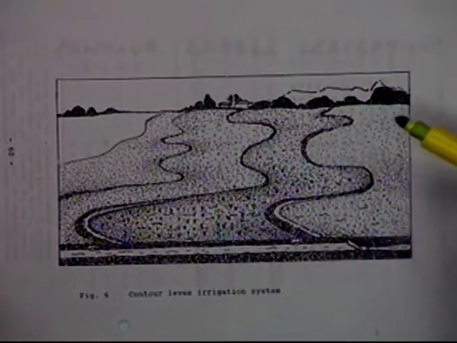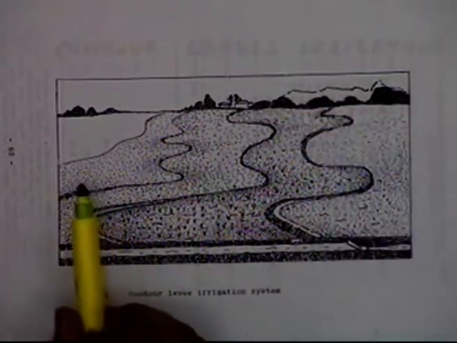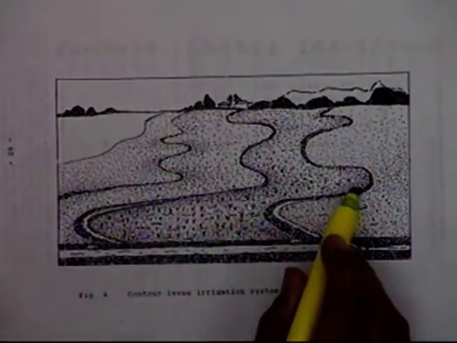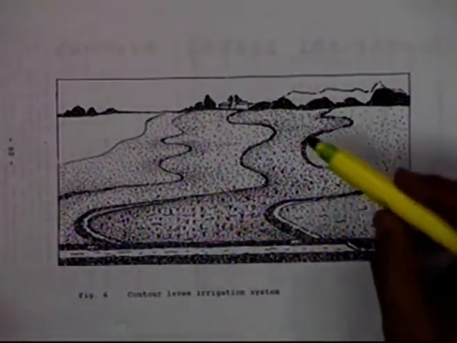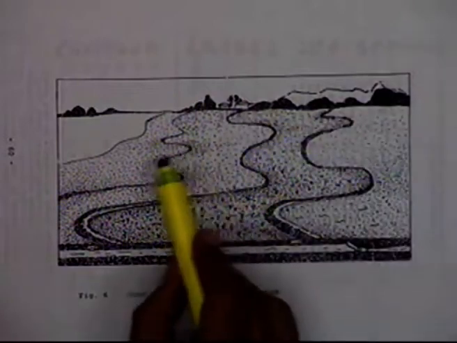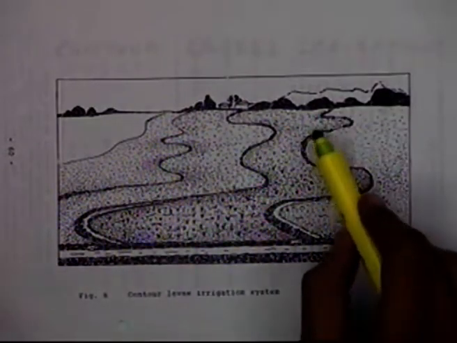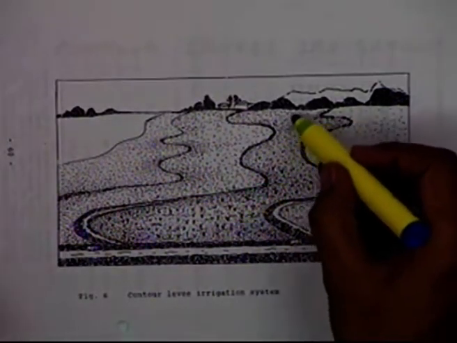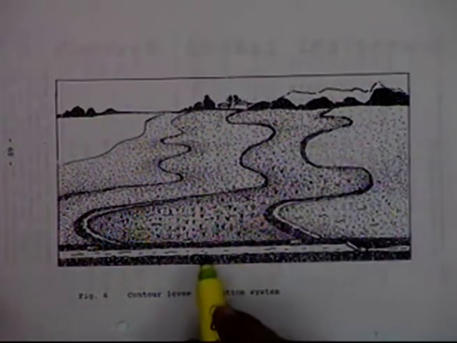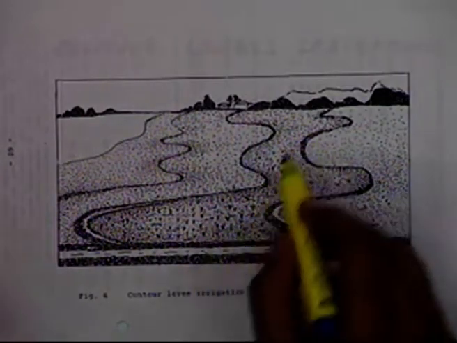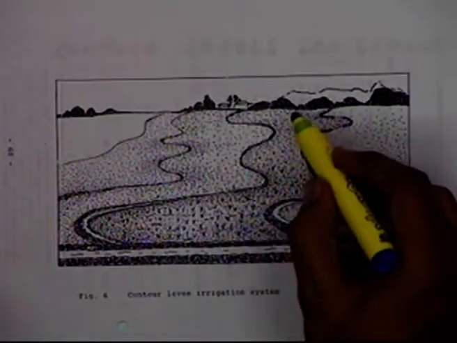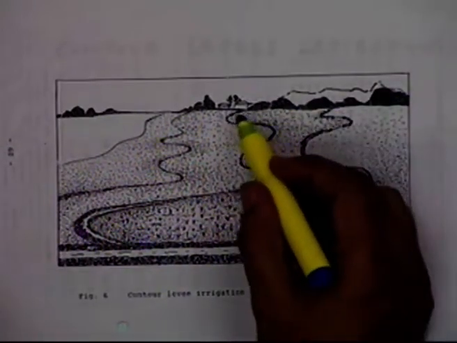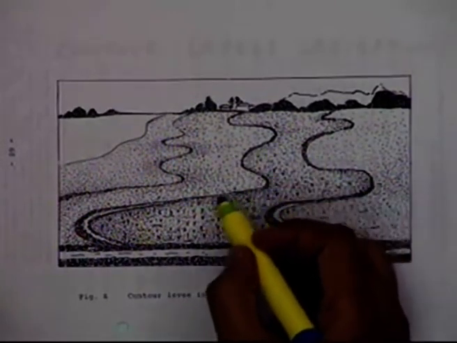In this case, the slope may be in this direction, there is a gentle slope. So you have tried to utilize that slope, which in this particular case will be in this direction, because you are supplying the water from some upstream end to the downstream end in this strip, and you have tried to use the contours.